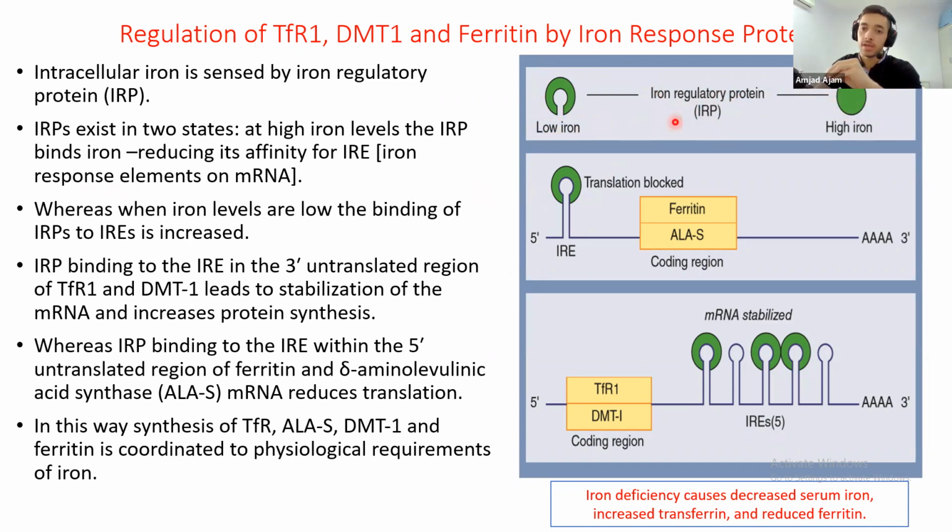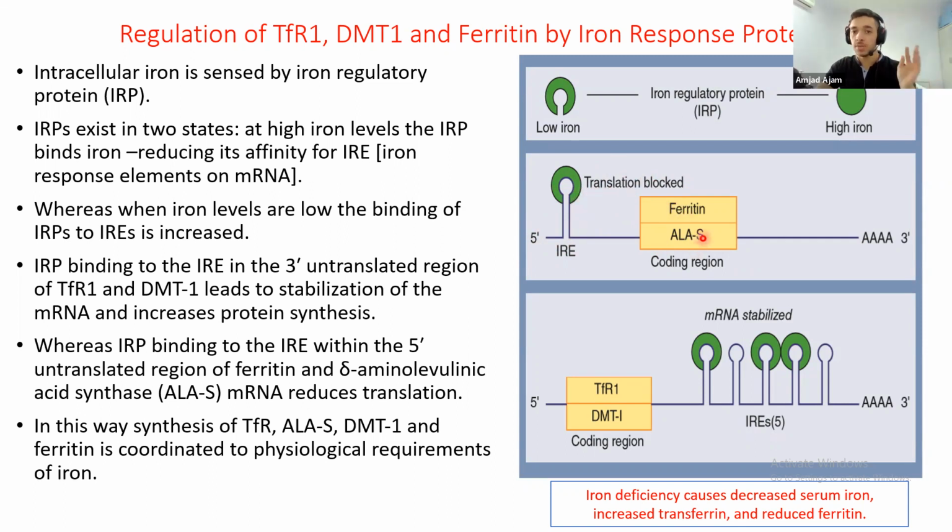So when the IRP is in the low iron state, it will go to the 5' end of this mRNA strand. It will bind here to the iron response element, and it will inhibit the translation. It will block the translation of ferritin and ALA synthase. ALA synthase is an enzyme in the heme synthesis process. So when we have a low iron state, it will bind to the IRE on the 5' end, therefore blocking the translation of ferritin and ALA synthase.